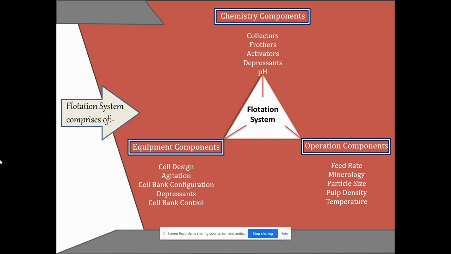A flotation system comprises, first, chemistry components, that is collectors, frothers, activators, depressants, pH. Second, equipment components, that is cell design, agitation, cell bank configuration, cell bank control. Third, operation components, that is feed rate, mineralogy, particle size, pulp density, temperature. Next slide.